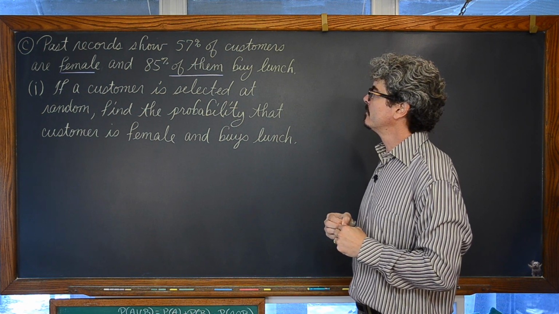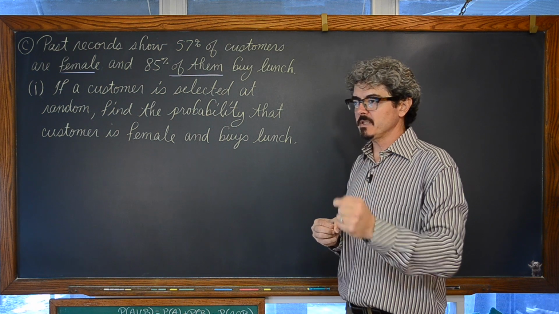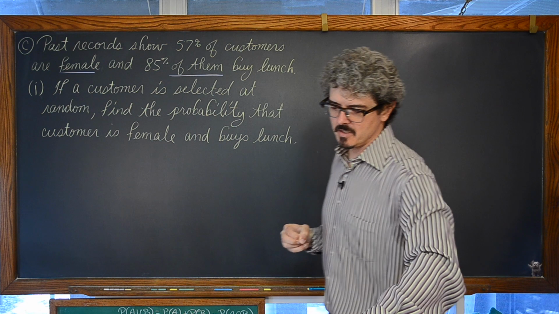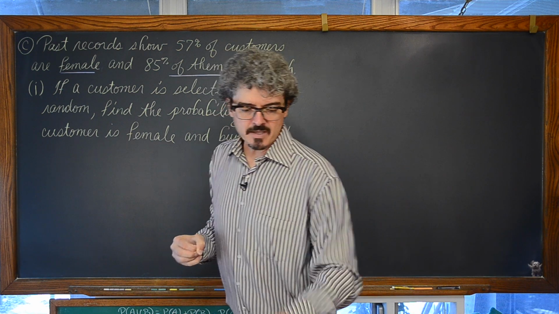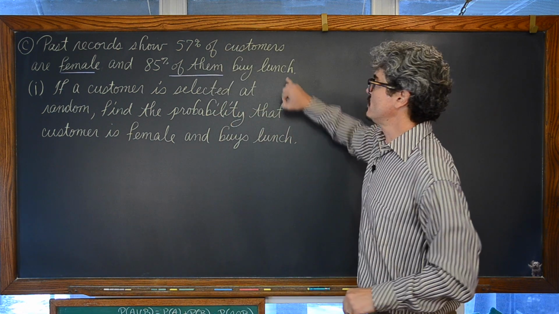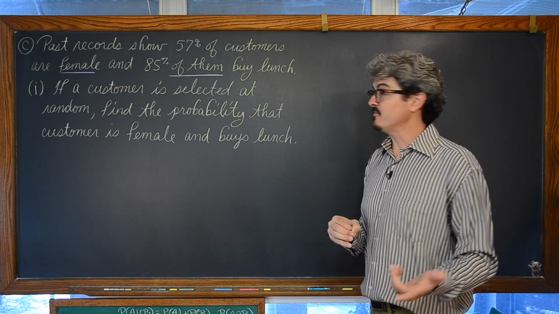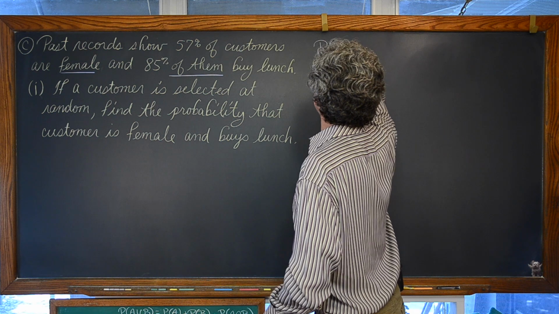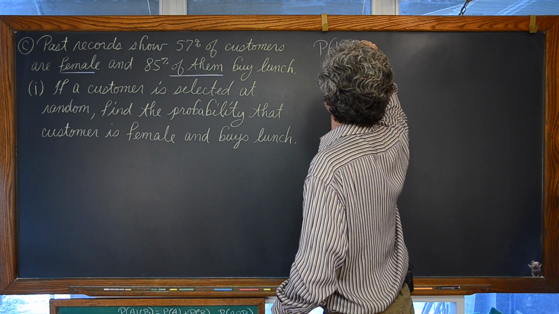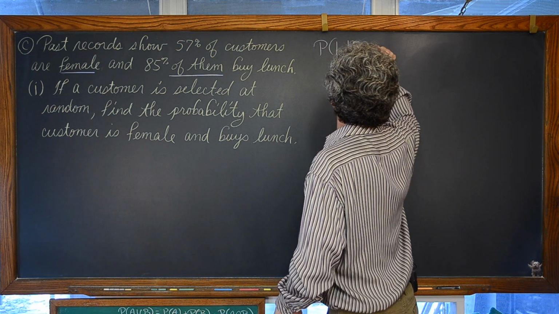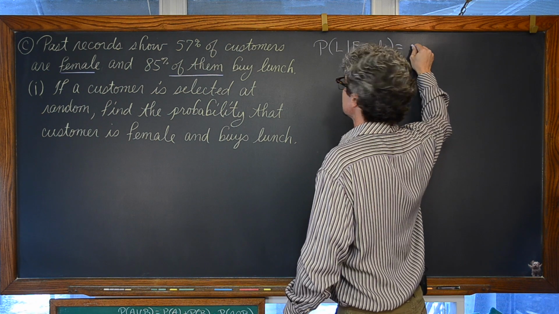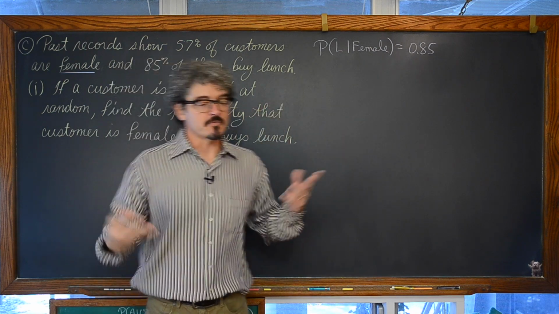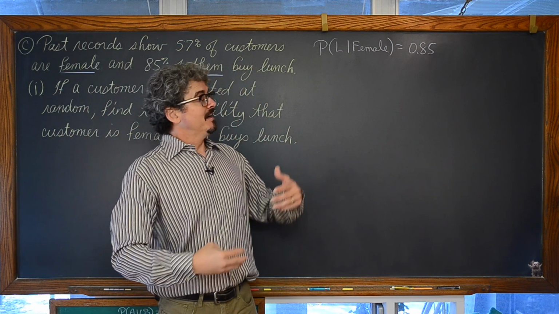So while the probability of buying lunch was what? 75%? The probability of buying lunch, given that you're a female, is actually 85%. So this isn't really part of the question, but this language says the probability of buying lunch, given that you are a female, is equal to 0.85. I can't help but go off on different tangents when I make my videos. That's why I always seem to be a little bit long.